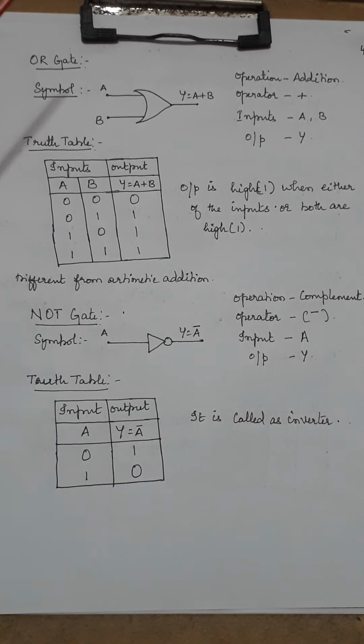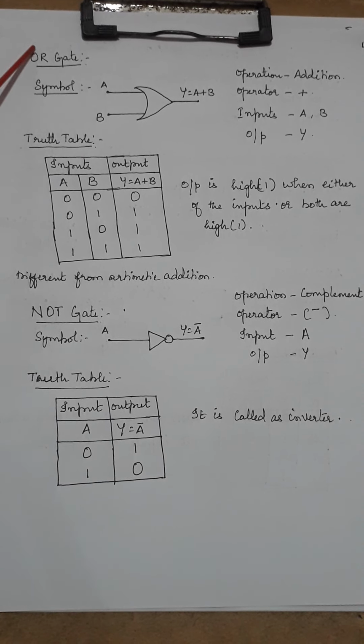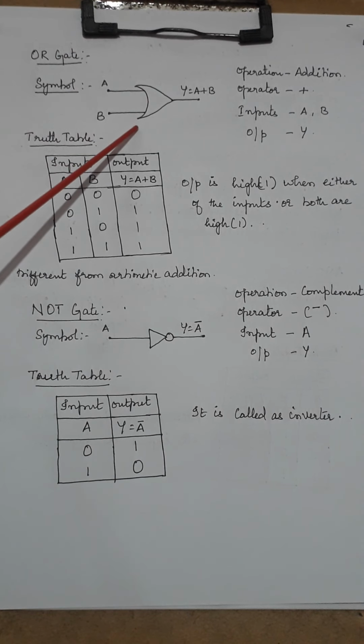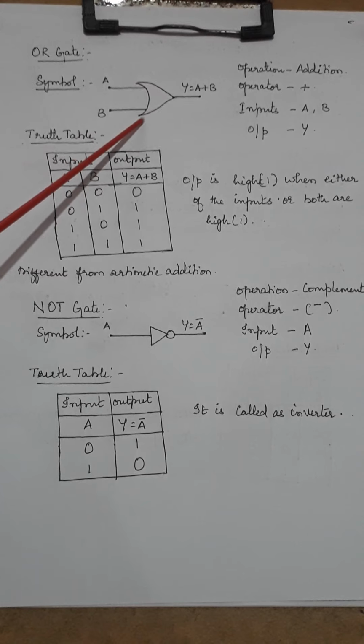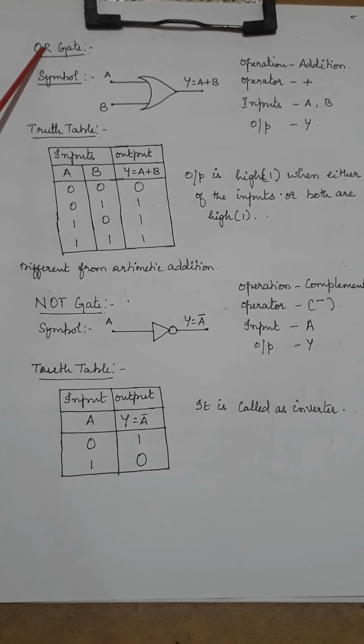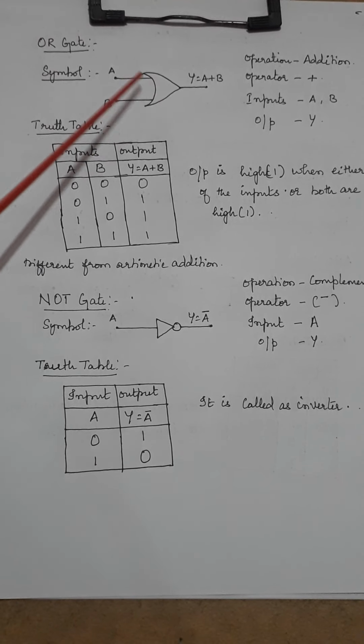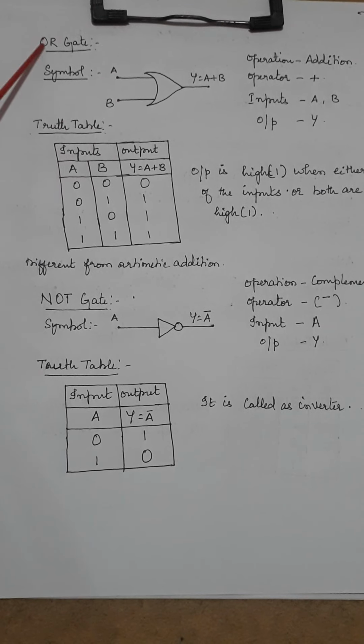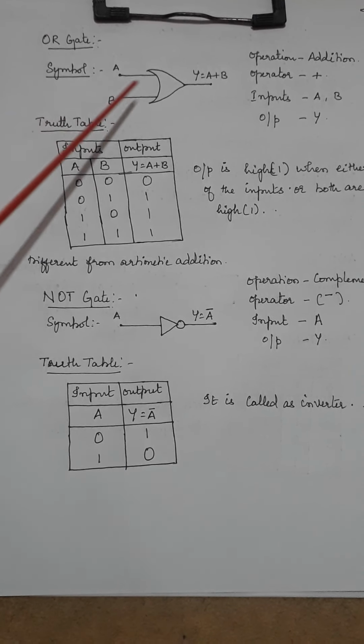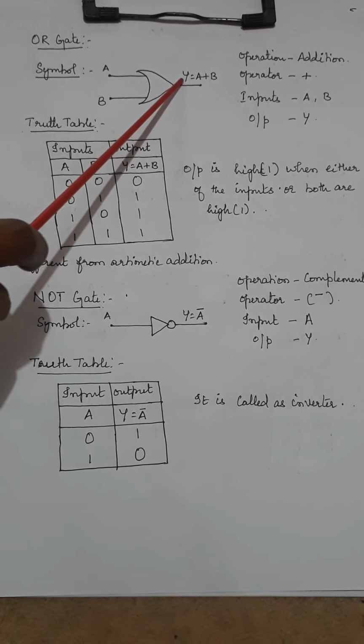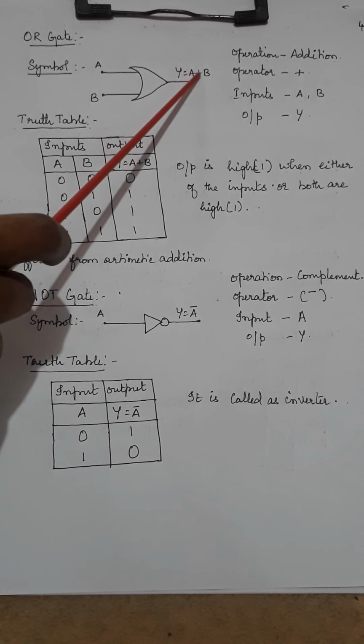OR symbol. How do you remember this? One part of O and the other part of R. So if you could join both of them, what might be the symbol? That is what the symbol of the OR gate is. So the output statement is written as y is equal to A plus B.